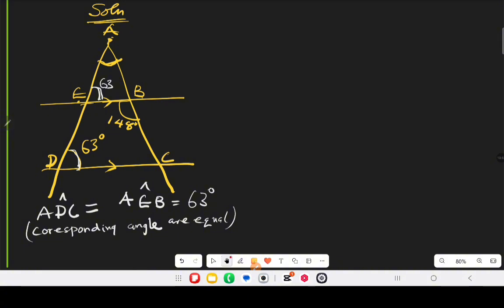Then we have this angle plus angle 148 is equal to 180. We say angle ABE plus angle EBC is equal to 180. When we sum angle on a straight line, it gives us 180.